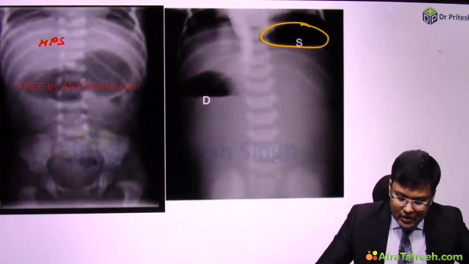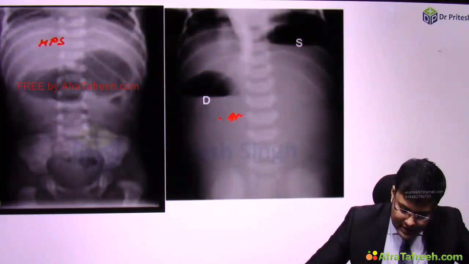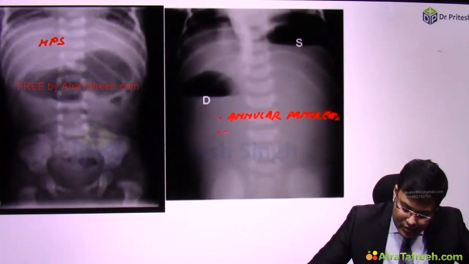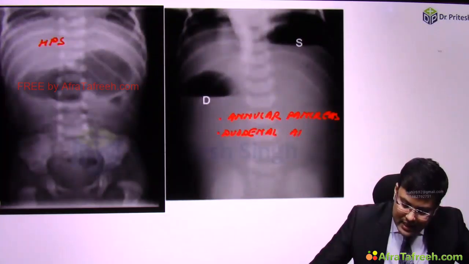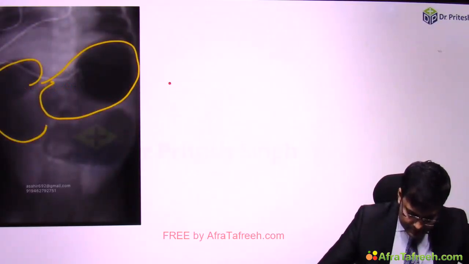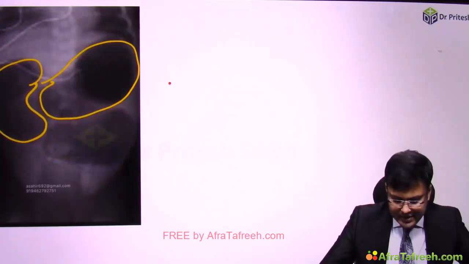So these are the two bubbles, and as I told you, these are seen in annular pancreas and in duodenal atresia. Now see this third picture. In this case you can see that there are three bubbles. Can you see? This is one bubble, this is the second bubble, and this is the third bubble.